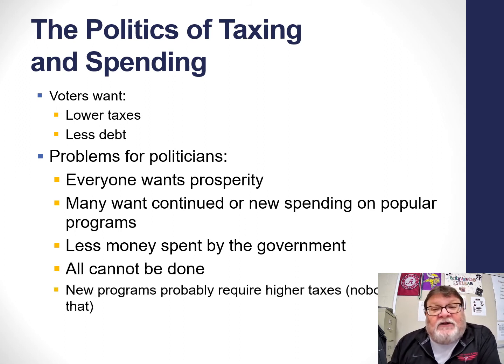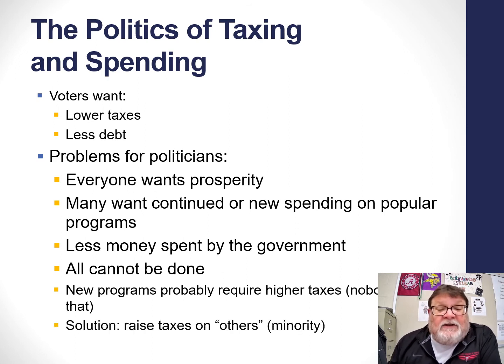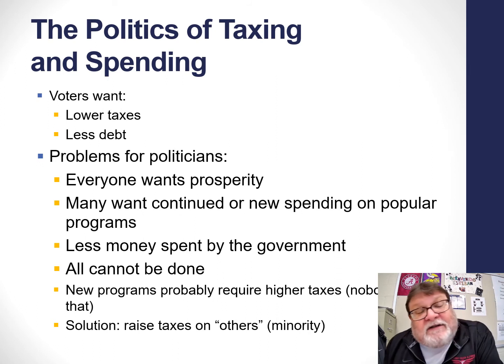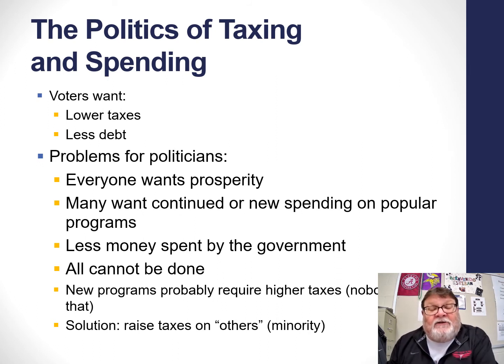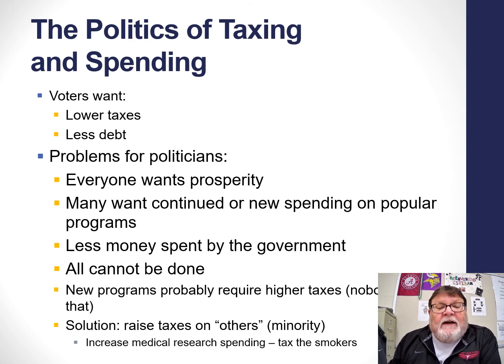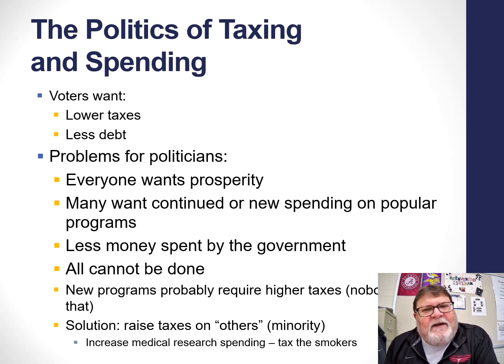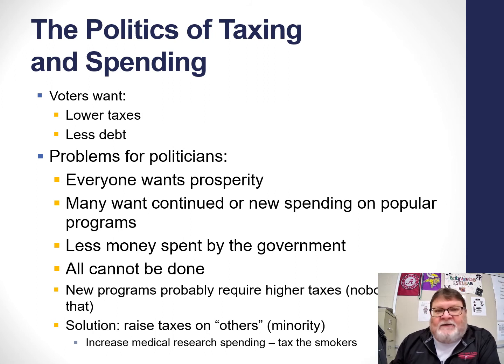New programs probably require higher taxes. Nobody wants that. Nobody wants to really campaign on that, although sometimes they do. The solution, of course, is to raise taxes on the others. That's the minority, and again, not in the racial or ethnic sense. For instance, you want increased money spent on health? Tax the dirty, rotten, nasty smokers. They're the others. We can tax them. So what do we do? We tax cigarettes, right? A lot of things can be sin taxes, right? We tax alcohol, we tax tobacco, we tax gambling, we tax all sorts of things because those are the other people.